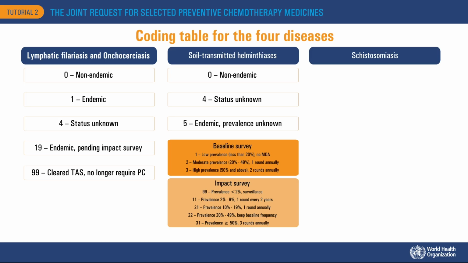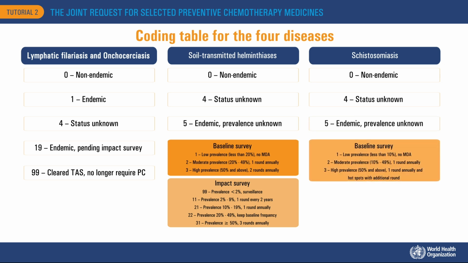Schistosomiasis. 0. Non-endemic. 4. Status unknown. 5. Endemic prevalence unknown, baseline survey. 1. Low prevalence, less than 10%, no MDA. 2. Moderate prevalence, 10% to 49%, 1 round annually. 3. High prevalence, 50% and above, 1 round annually and hot spots with additional round.